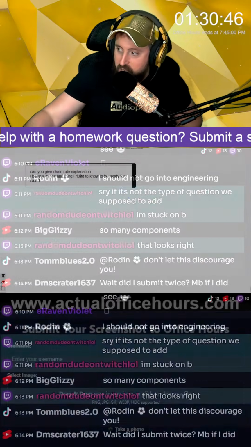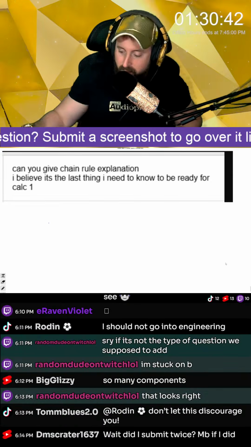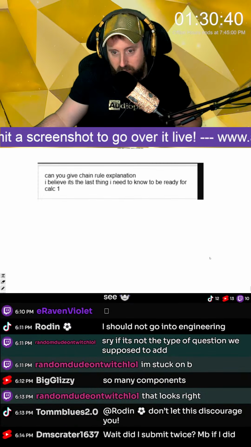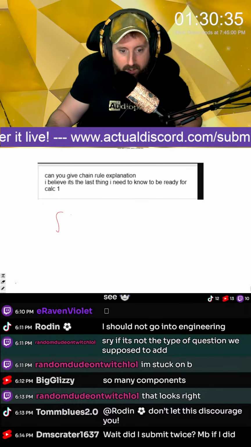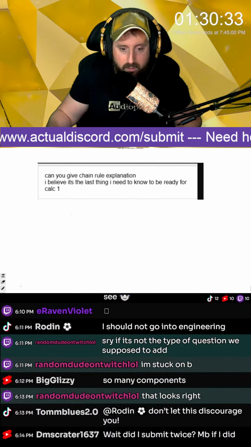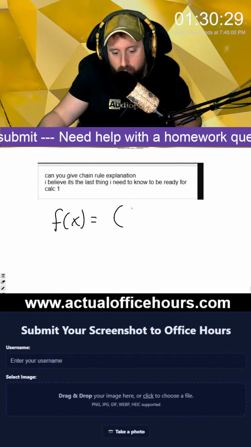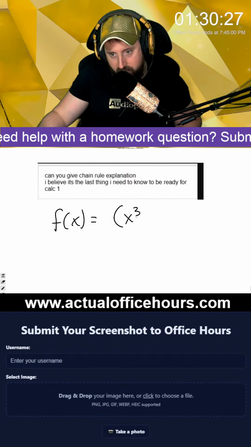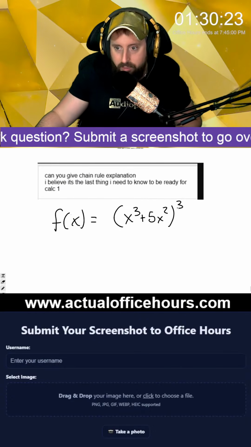Okay, River is asking about the chain rule. I can definitely give, totally give you explanations about the chain rule. Yeah. Here's like a quick and dirty explanation about the chain rule. So let's say, for instance, you have a function. Let's say like f of x is equal to, I don't know, like x to the third plus 5x squared, all to the third.